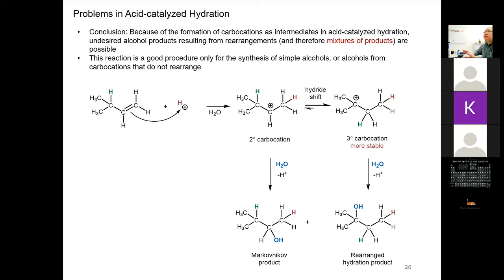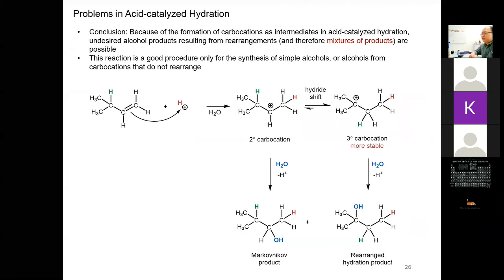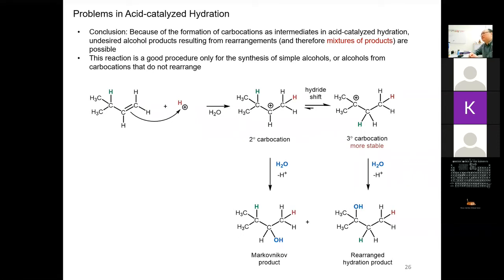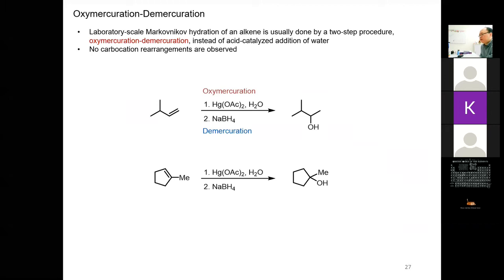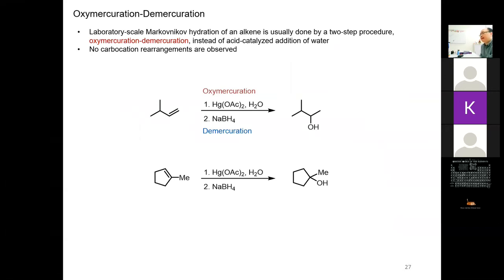simple alcohols. So those alcohols come from carbocations that do not rearrange, like the reaction of ethylene to give ethyl alcohol. All right. So this is not really a good laboratory-level preparation of alcohol because of this carbocation rearrangement issue. But the synthesis community has actually come up with some pretty good ways to synthesize those alcohols selectively. And in these cases the rearrangement is no longer an issue.